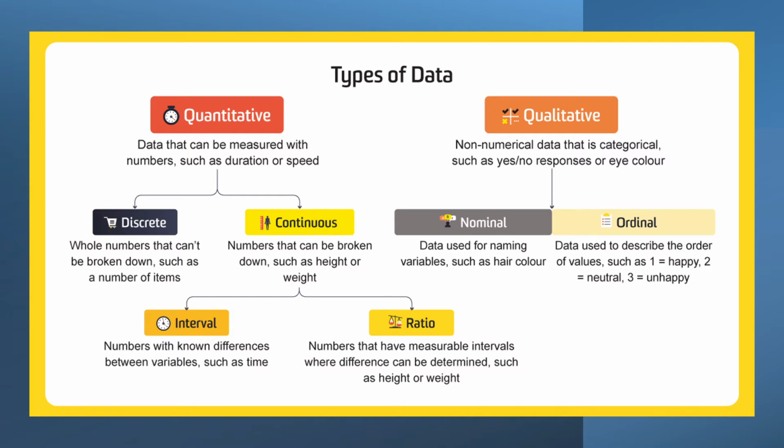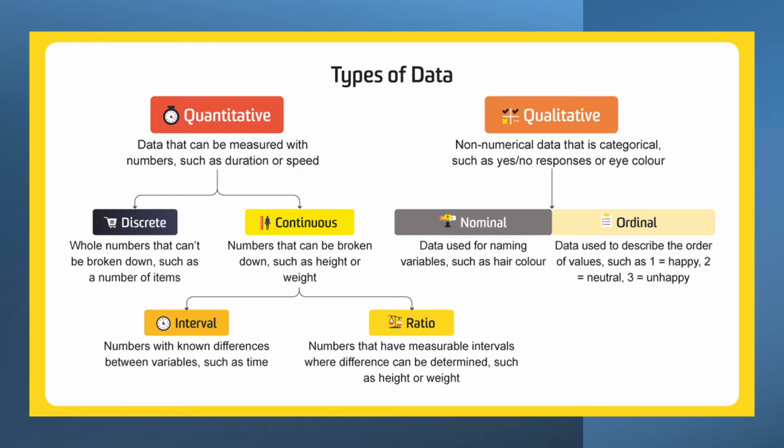Now, types of data. Basically there are two types of data, qualitative and quantitative. Quantitative means data that can be measured with numbers, such as a duration or a speed. And qualitative data means non-numerical data that is categorical, such as yes or no responses or eye color.